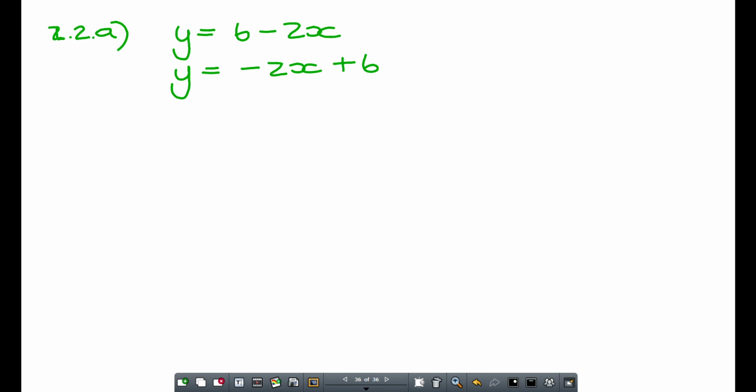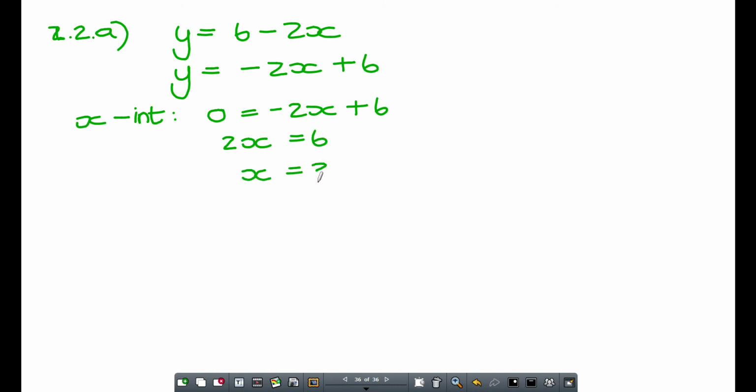So can you see what was written in the beginning and the next line? It's exactly the same thing. Okay, so get the x-intercept. I'm going to make y 0. So minus 2x plus 6. Take it over, so it would be 2x is equal to 6. So x will be 3.